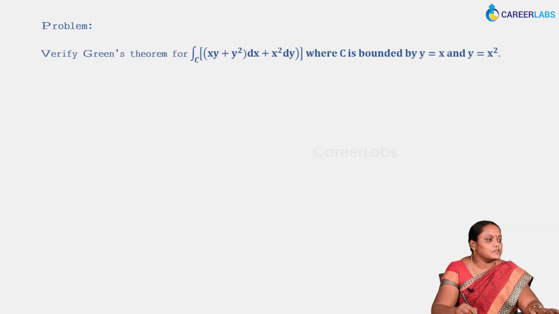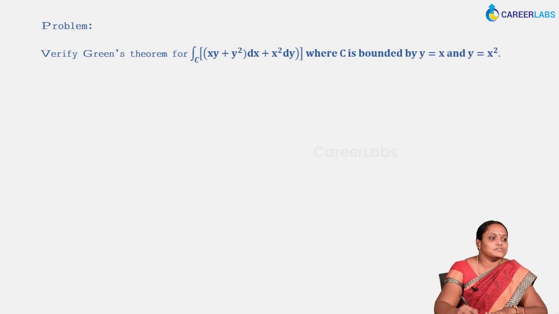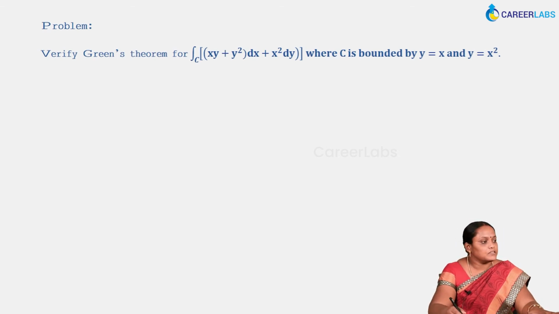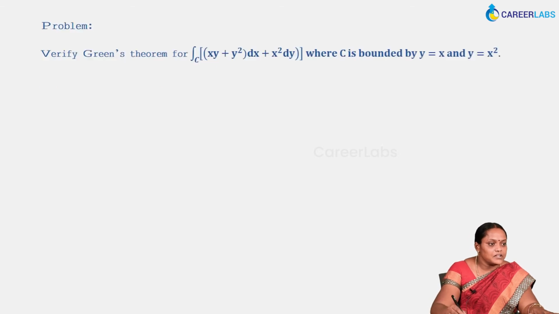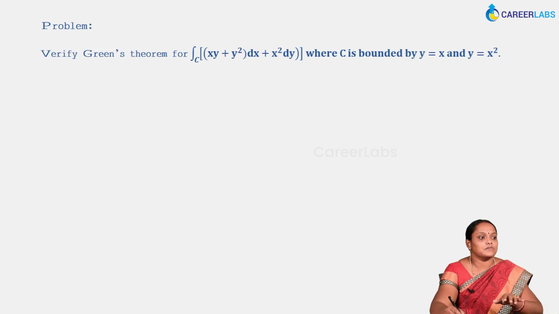So, now let us start with the problem. Verify Green's theorem for the integral over C of (xy plus y square) dx plus x square dy, where C is bounded by y equal to x and y equal to x square. By the statement of Green's theorem, you can understand that it is a relationship between the line integral and the double integral. So, now let us sketch the region bounded by y equal to x and y equal to x square.